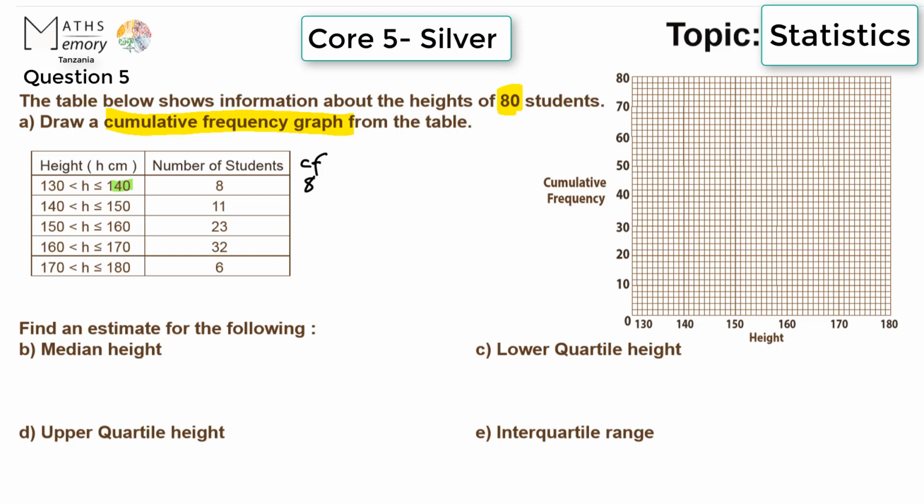If we asked you how many students have a height of 150 or less, you would simply add 11 plus 8 over here. If you add those two together, we get 19. How many students have a height of 160 or less? Again, the same concept. It'll be 8 plus 11 plus 23. So this will give us an answer of 42. A quick way of doing this is to simply add 42 plus 32. 74. 74 plus 6, 80. It still means the same thing.